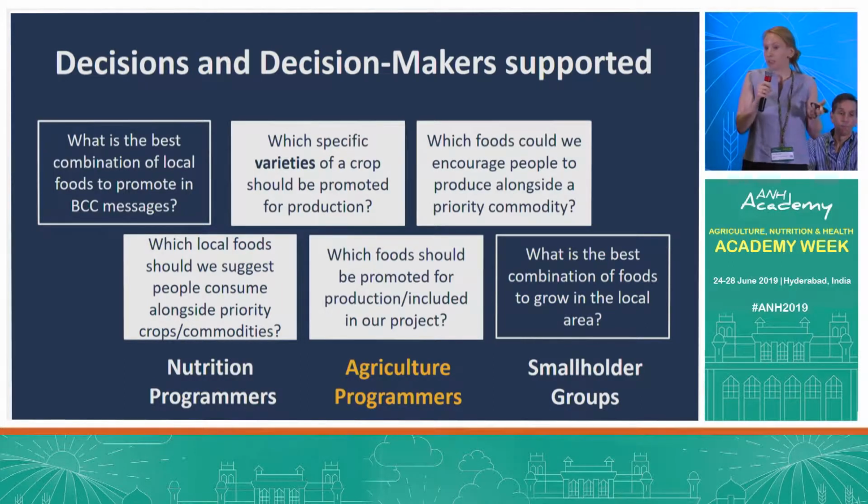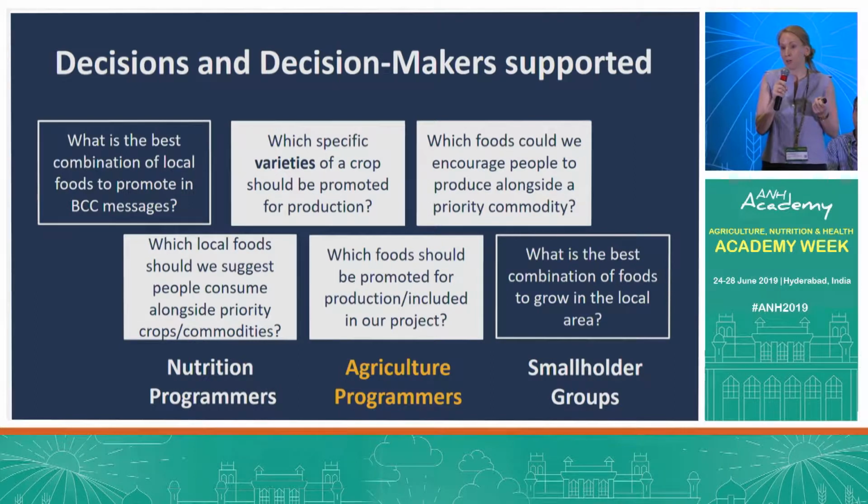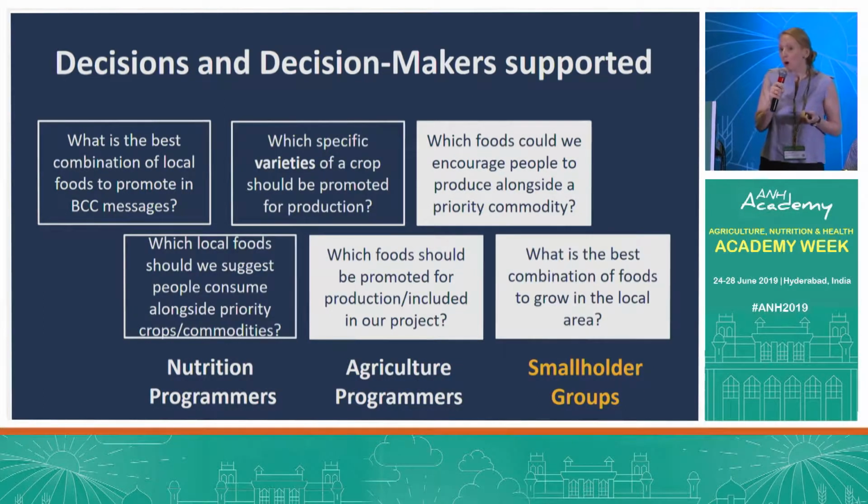This also might be relevant to agricultural programmers, but they might also want decisions about which particular foods to promote for production. So that could be in a standalone homestead food model where you're talking about a selection of vegetables and chickens or maybe small fish or small ruminants to produce. Or it could be, once again, selecting a combination of foods that they might want to produce alongside a main crop that's the target of a bigger program. Or it could also be selecting particular varieties that they might want to promote. And smallholders also come into this.